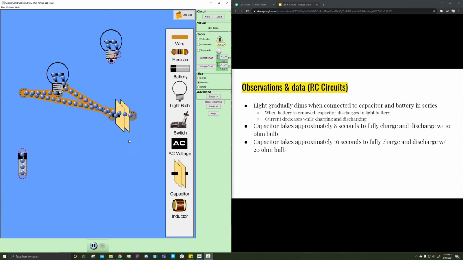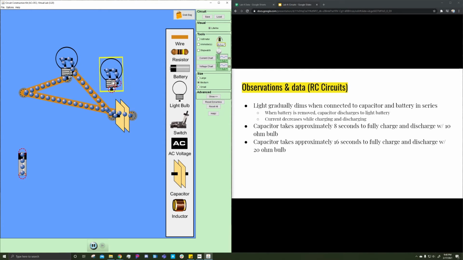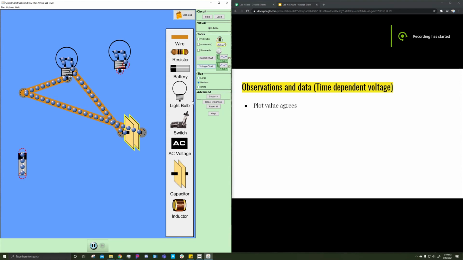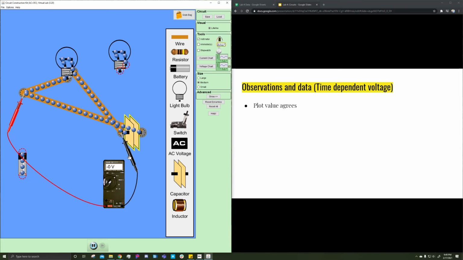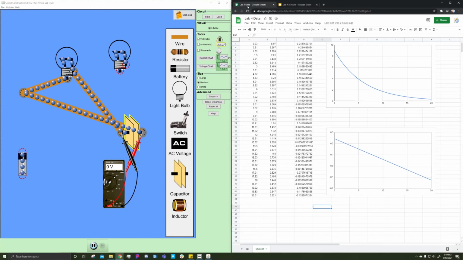And so when we timed it, it took about 8 seconds to fully charge and discharge with this 10 ohm bulb, and then it took 16 seconds, about double, to fully charge and discharge with a 20 ohm bulb. Now with this, we used the voltmeter and we hooked it up while the capacitor discharged, and we measured the voltage decrease across the capacitor, and we measured those values and we plotted them in a graph right here.